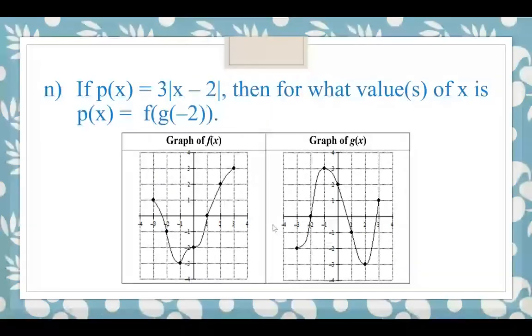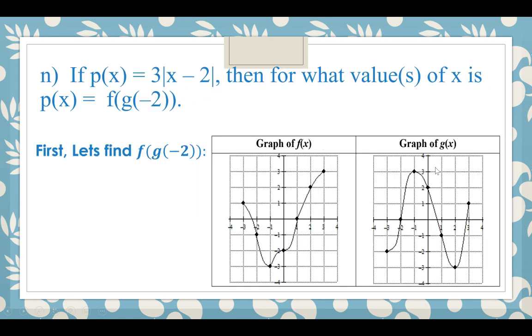I have another problem here that is similar, and this will be our final problem. If p of x is equal to 3 times the absolute value of x minus 2, then for what values of x is p of x equal to f of g of negative 2? Again, notice that we don't have p of x graphed here at all. We're only going to use f of x and g of x graphs to find this number, f of g of negative 2. So let's do that first.